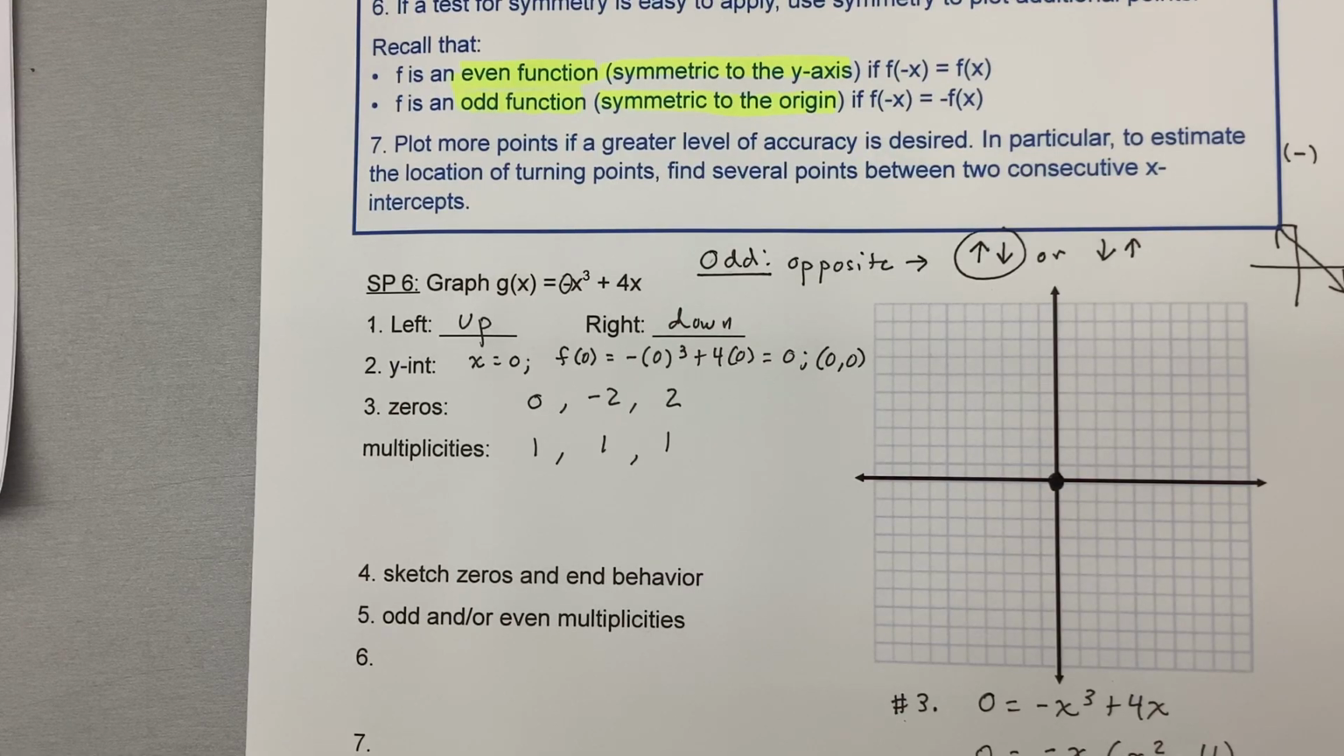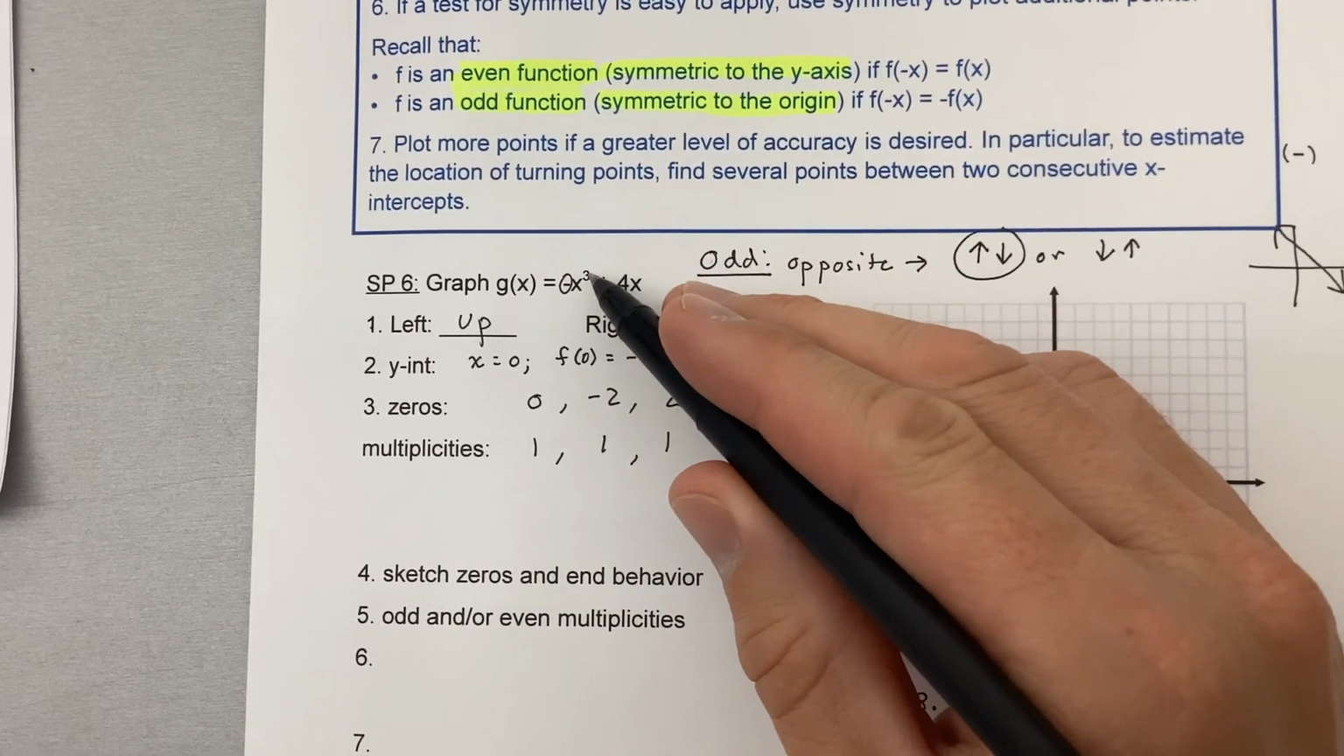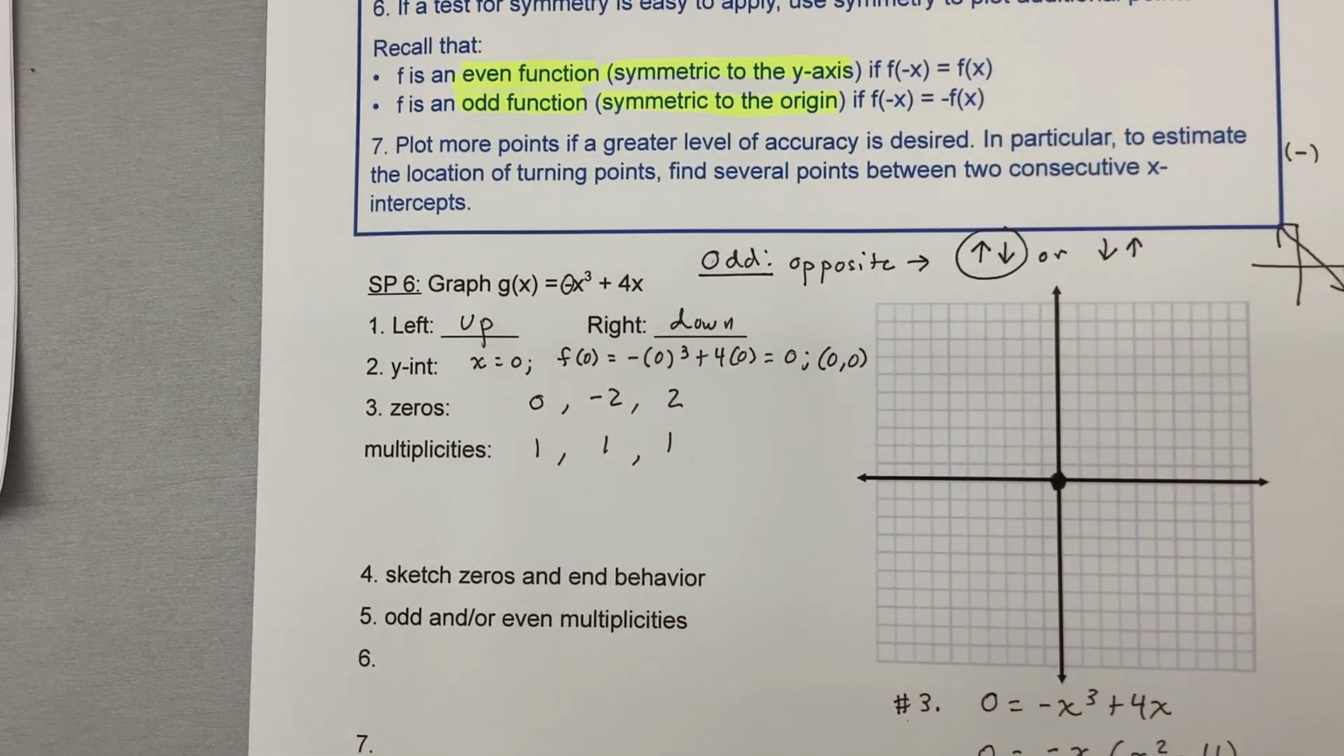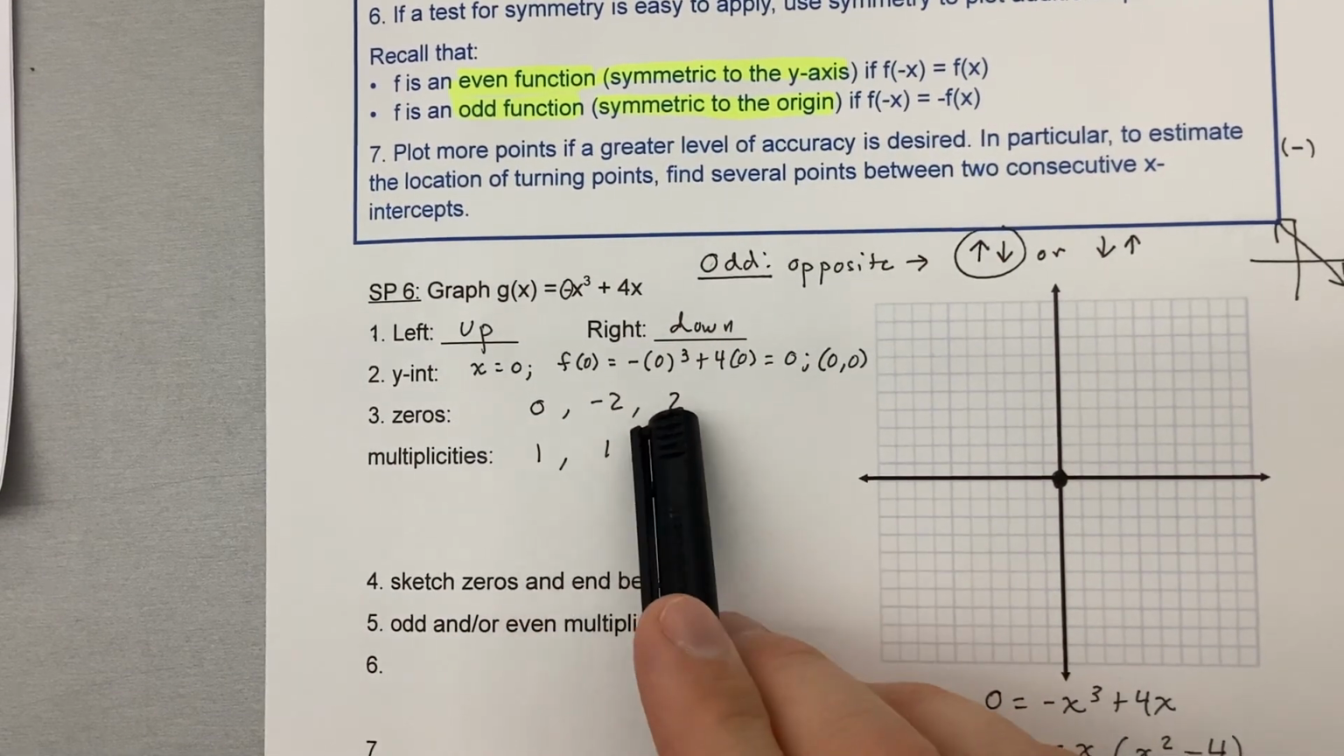Any guesses? The degree. Yes, your degree. Our degree here for this guy was 3. That's our highest exponent. And notice 1 plus 1 plus 1 gets us that degree of 3. So all zeros accounted for. What does this imply about all these zeros?